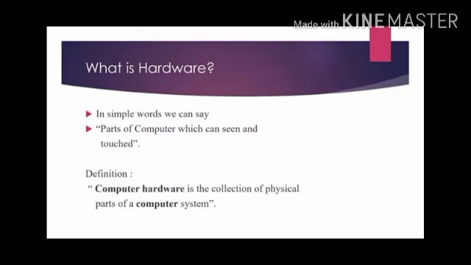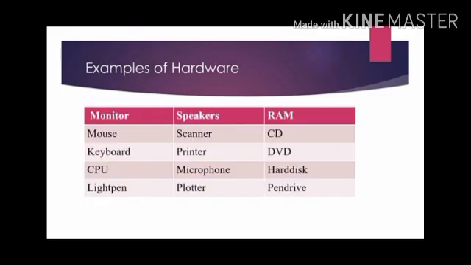So what is hardware? Computer hardware is the collection of physical parts of a system, and we can simply say that the part of a computer which can be seen or touched is called hardware. Like the mouse, we can see the mouse. Like the keyboard, we can see the keyboard. Like the speaker, we can see the speaker. So these are some examples of computer hardware. Mouse, keyboard, CPU, scanner, microphone, printer, hard disk, and pen drive are some examples of computer hardware.